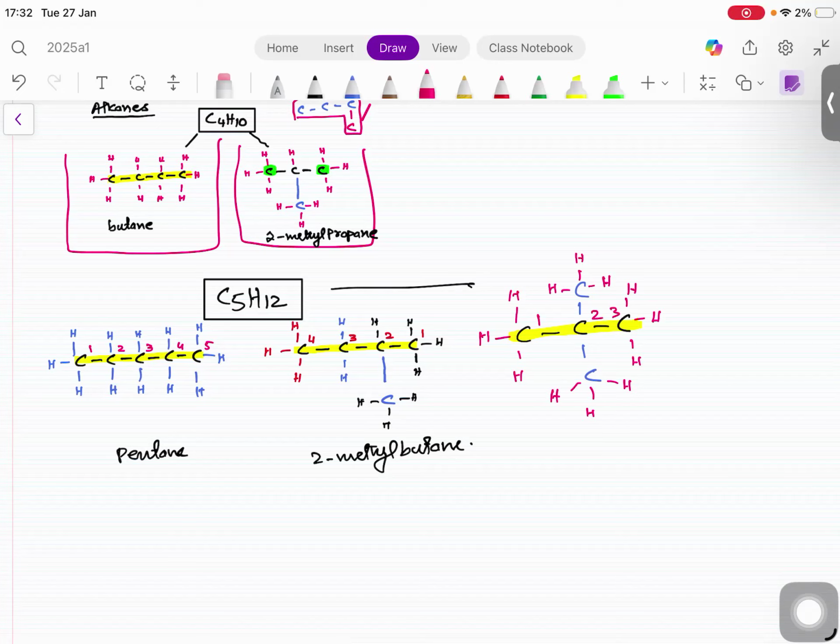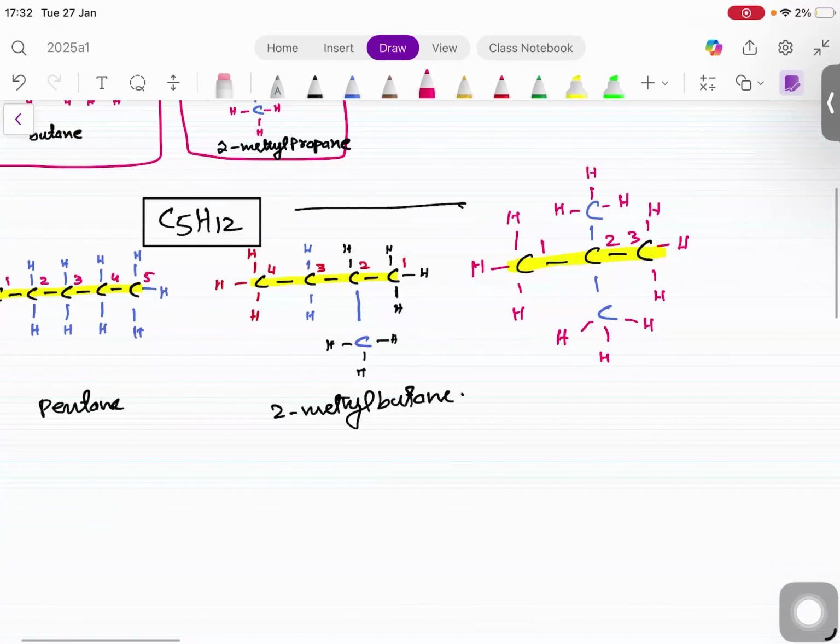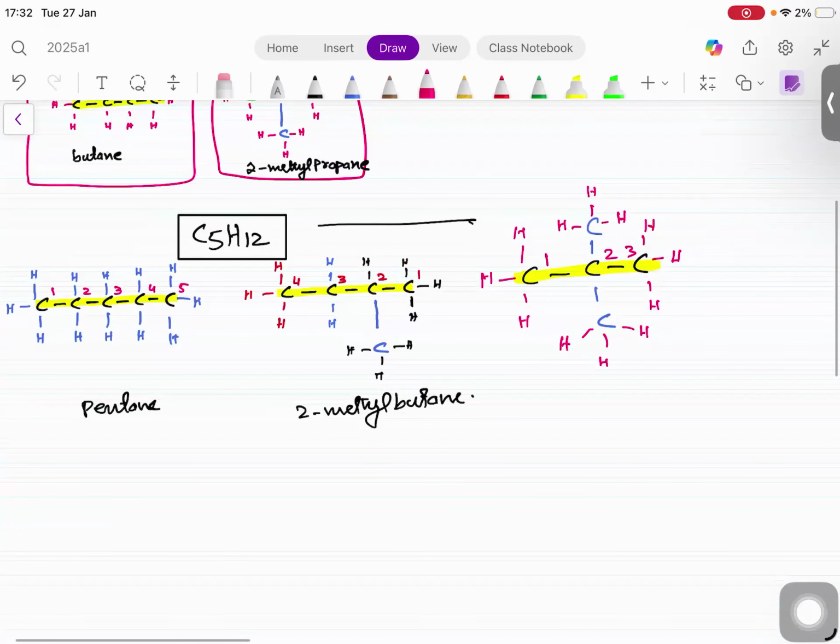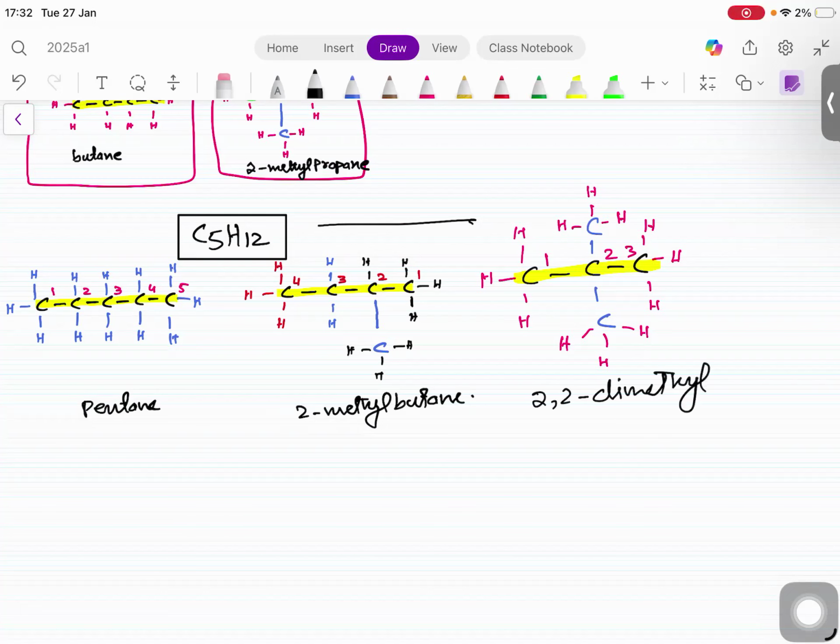Sir, how is it methyl butane? As I told you, we are not supposed to learn how I'm writing the names. I'm just writing them to tell you that these two have different names. You are not supposed to know. They will not give us a compound and ask us to name it. No, this is not part of the syllabus.